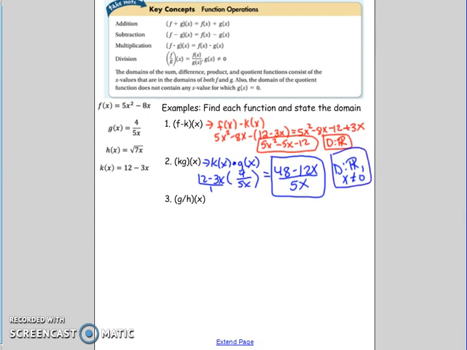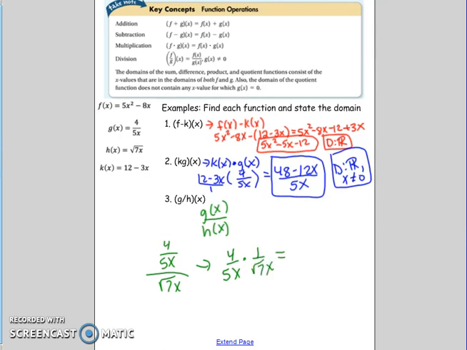Okay, and then in the third one, we're dividing g and h. So again, if you want to rewrite this, it would be g of x over h of x. So we're just taking the g function, which is 4 over 5x, and we're dividing it by the h function, which is radical 7x. So we can change this to multiplication because we're dividing by radical 7x, which is the same thing as multiplying by 1 over radical 7x.